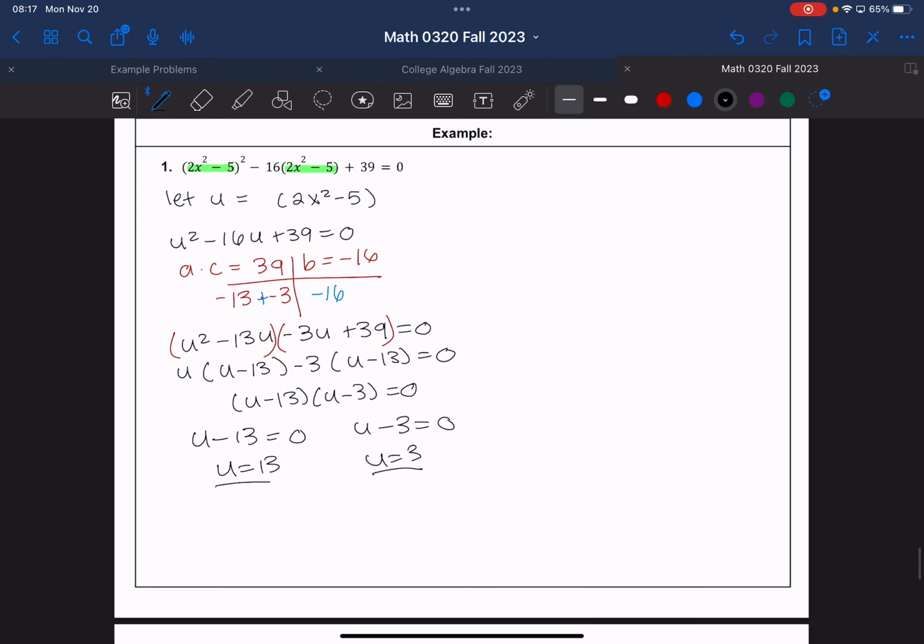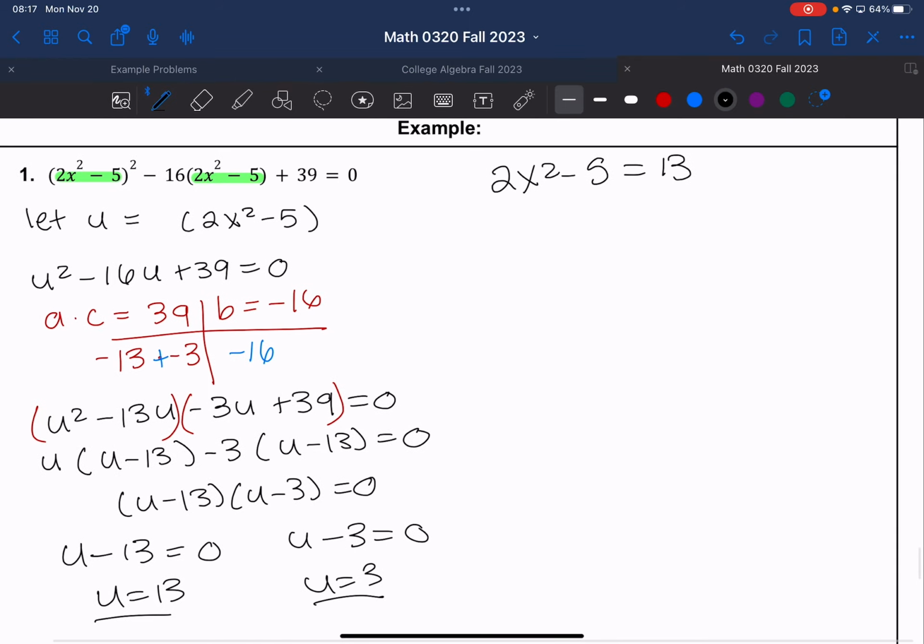So instead of saying u is equal to 13, we know that u is 2x squared minus 5. So I'm going to write 2x squared minus 5 equals 13, and I'm going to solve that one for x. And then I'm going to do the same with u equals 3. So starting with the 13, I'm going to add that 5 over, and I get 2x squared equals 18. Divide by 2, and I get x squared is equal to 9.